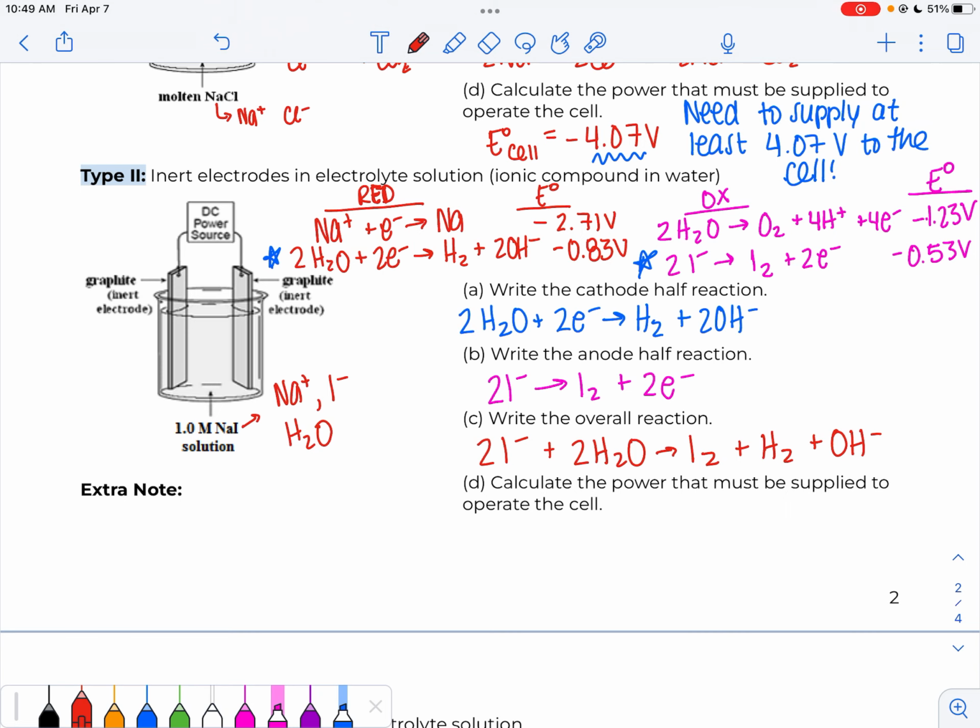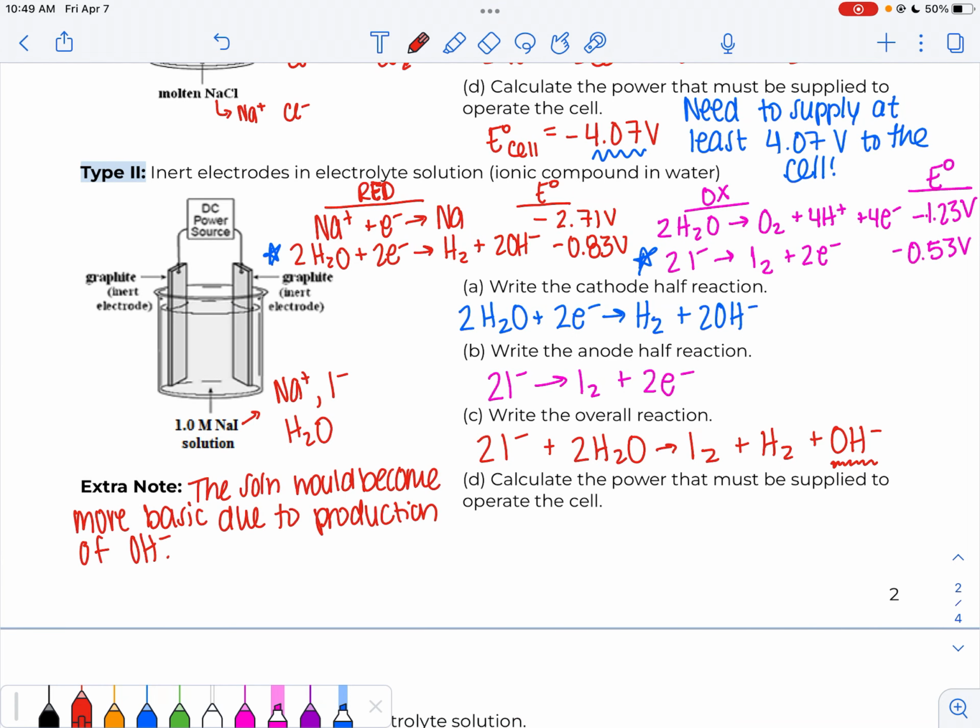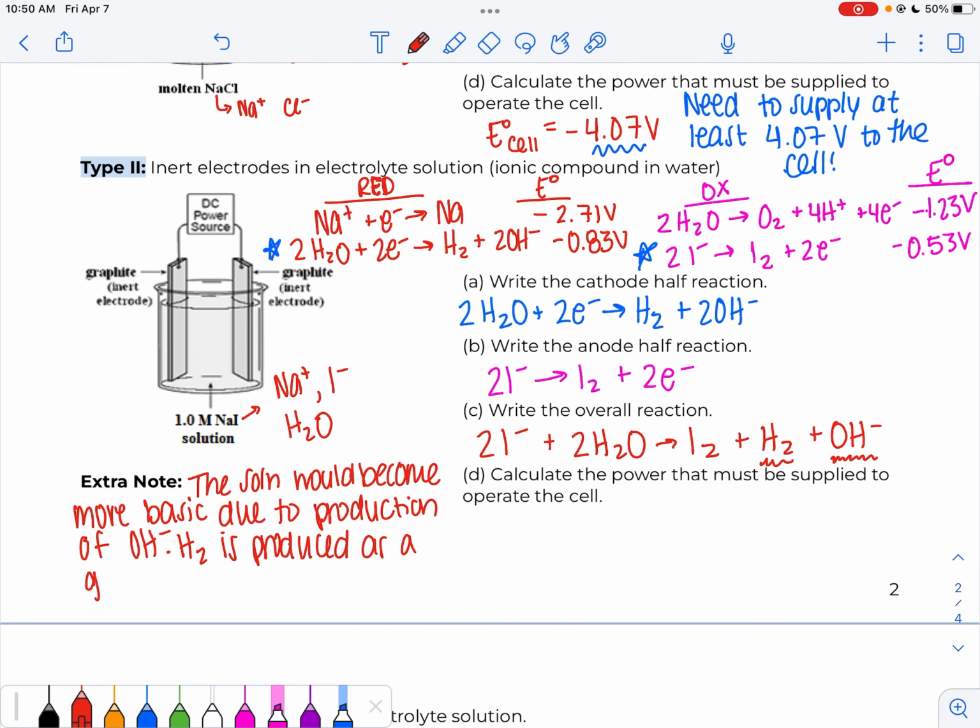All right, so here's an extra note that's kind of interesting here. Notice that you're producing hydroxide ions. So what that means is the solution would become more basic due to production of those hydroxides. The other thing you're producing here is H2. So this is elemental hydrogen in its gaseous form. So H2 is produced as a gas that bubbles out.